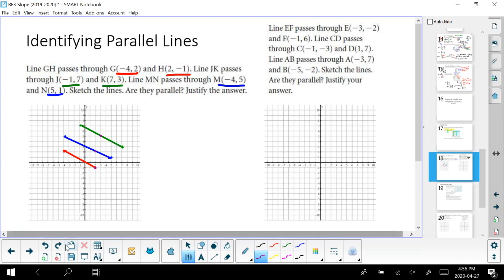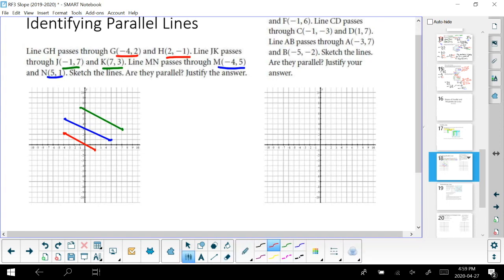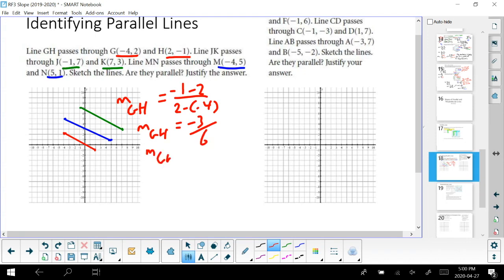But is there any evidence that 2 of them are perhaps parallel to each other? Well, the question is, are their slopes the same? Let's go ahead and calculate the slope of each of these lines. The slope of G to H can be found by taking negative 1 minus 2 over 2 minus a negative 4. And that will simplify to give us negative 3 over 6, which is the same thing as negative 1/2.